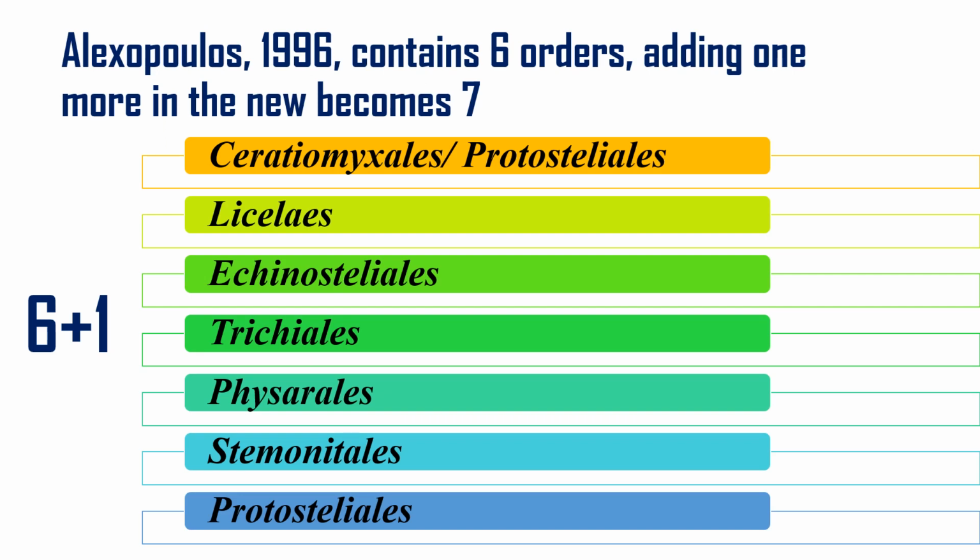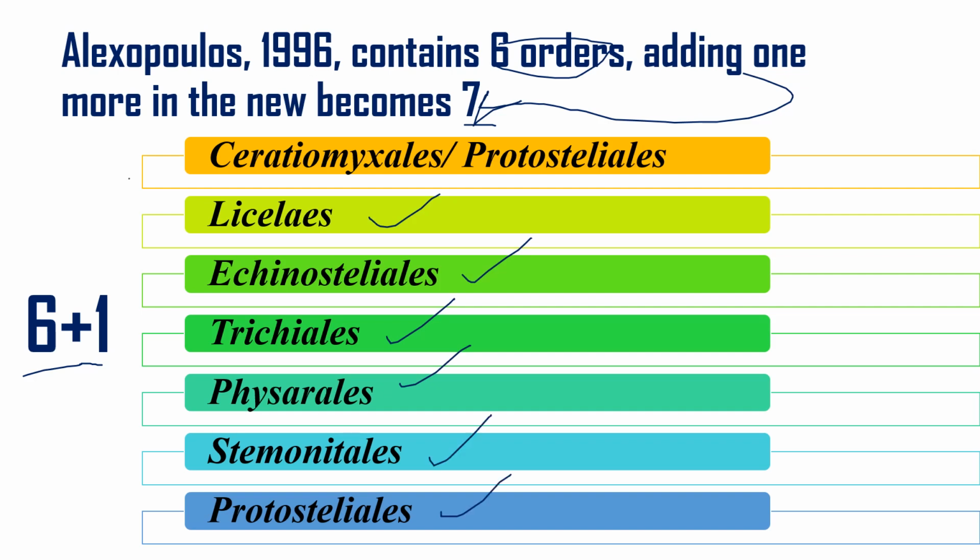According to the Alexopoulos classification, there are 6 orders, according to Alexopoulos 1996. Other scientists added further, so for providing further information, I added one more order, so that becomes 7 orders totally. Alexopoulos gives only 6 orders, and in further classification one more extra order is added, so that is 6 plus 1, 7. Now we will see: Ceratiomyxales, Liceales, Echinosteliales, Trichiales, Physarales, Stemonitales, Protosteliales. These are the different kinds of orders that come under the Myxomycetes. We are not going to discuss all these orders in detail. We are going to see just examples.